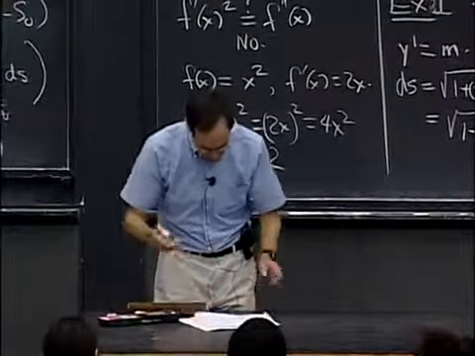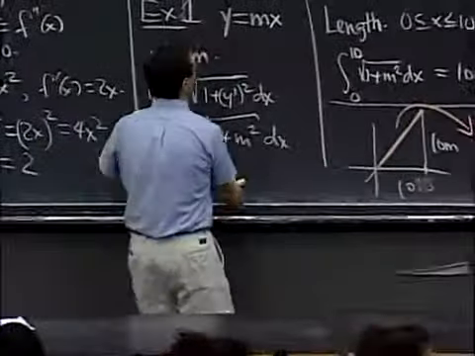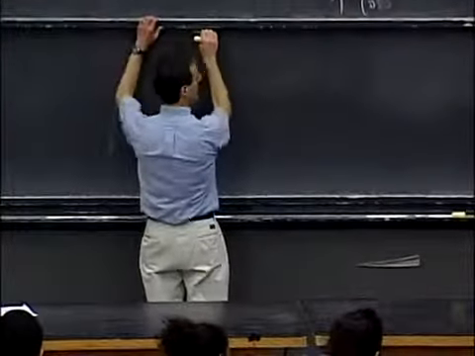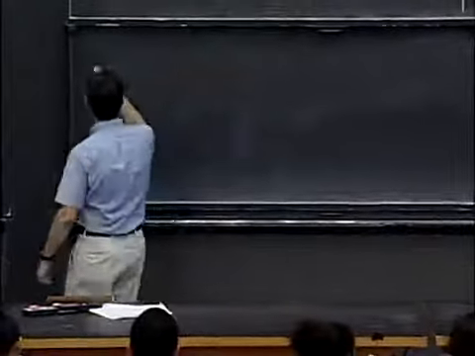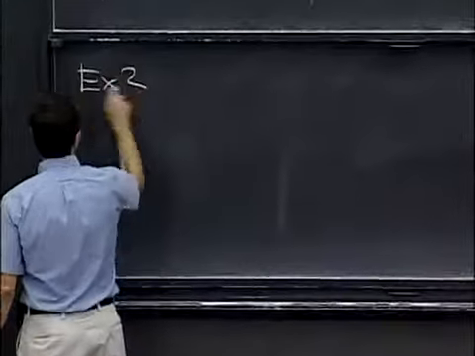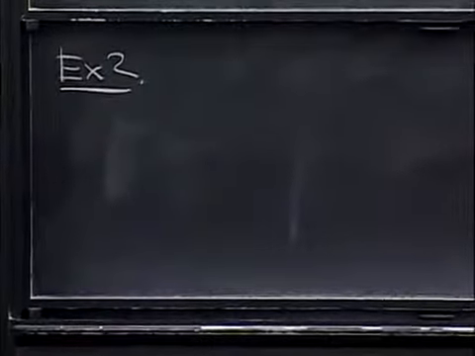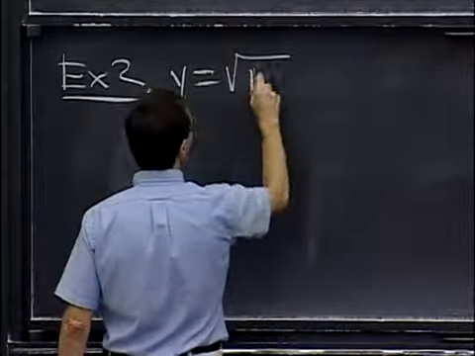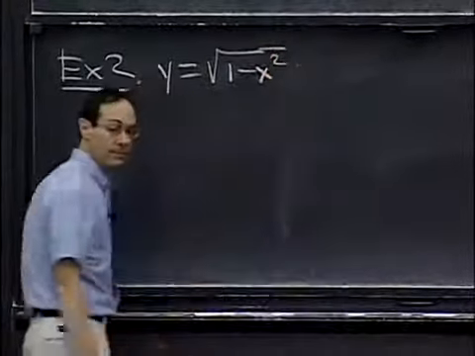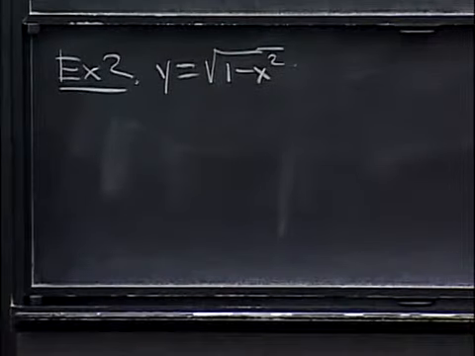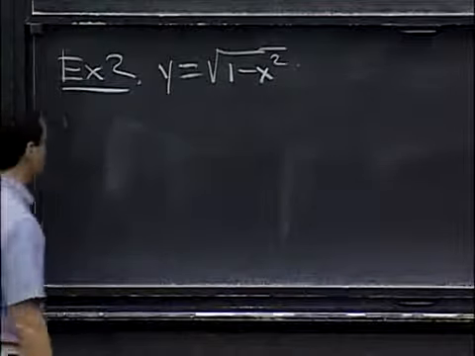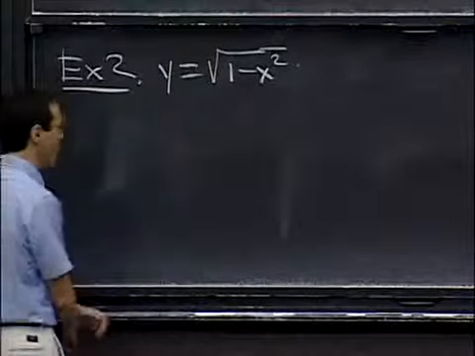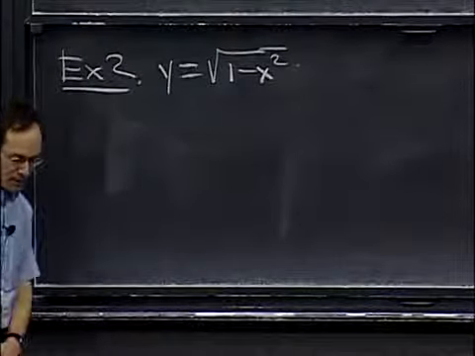Now, let's do something slightly more interesting. Our next example is going to be the circle. So y equals square root of 1 minus x squared. That's, if you like, the graph of a semicircle.